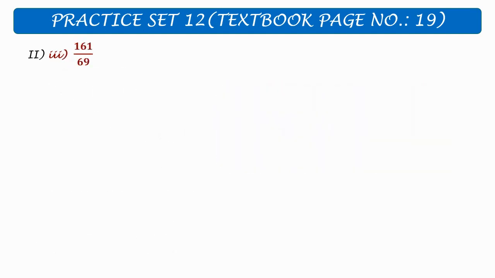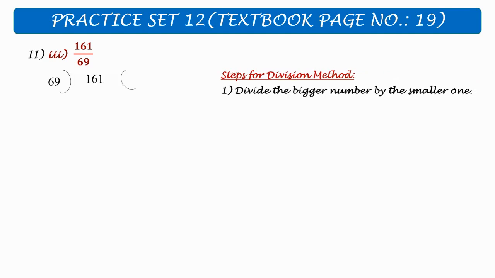Now the next question is 161 upon 69. So here also students, 161 is the bigger number and 69 is the smaller number. So the steps for division, again we have to divide the bigger number by the smaller one. So we will be dividing 161 by 69. Here we know that 69 twos are 138. So we will be subtracting 138 from 161. And we get the remainder as 23.